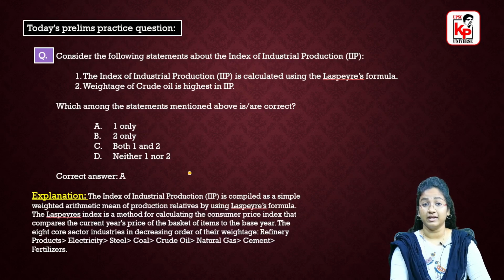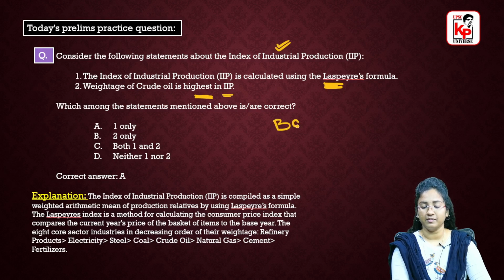Moving forward to today's prelims practice question: consider the following statements about the Index of Industrial Production. The statements here are: the Index of Industrial Production, IIP, is calculated using the Laspeyres formula, and the weightage of crude oil is the highest in IIP. As we have discussed, we have a basket of goods and different sectors included under this IIP. Among those, crude oil has the highest weightage according to the second statement. Here you have to identify the correct statement. The correct answer is A.